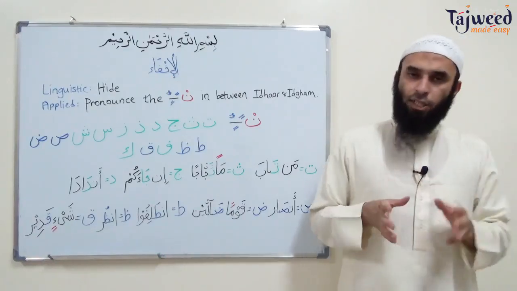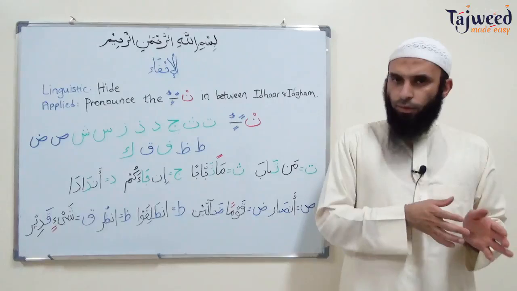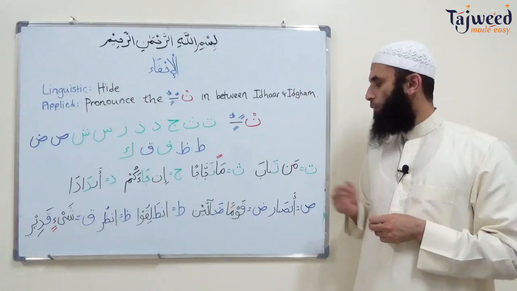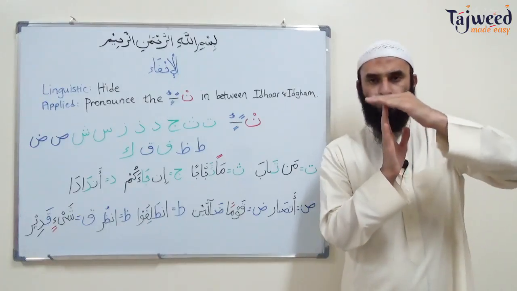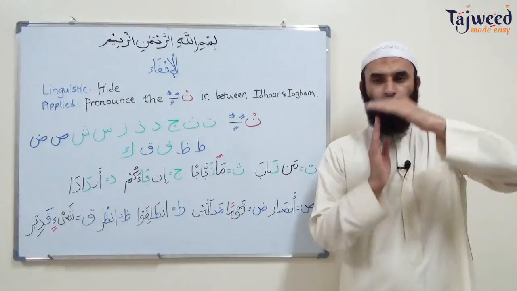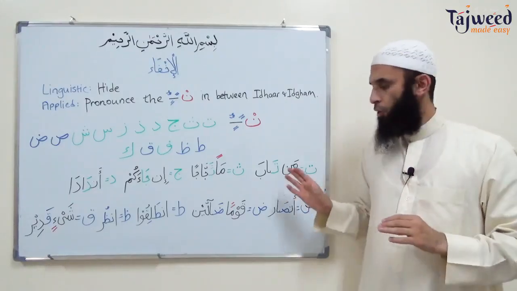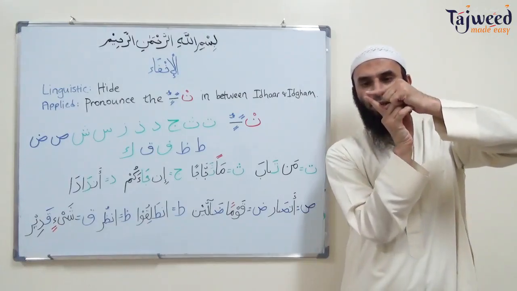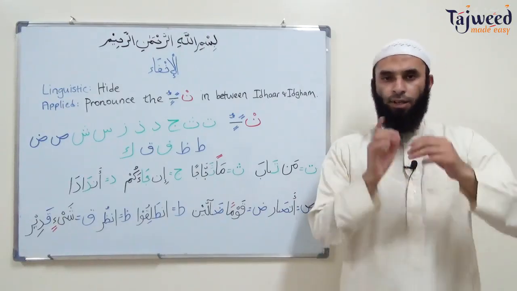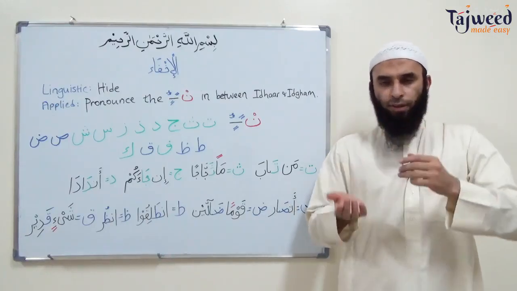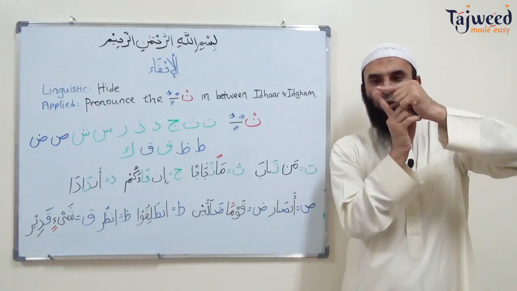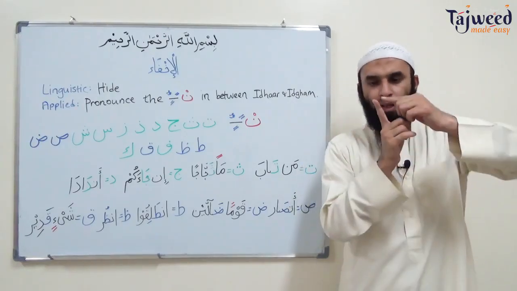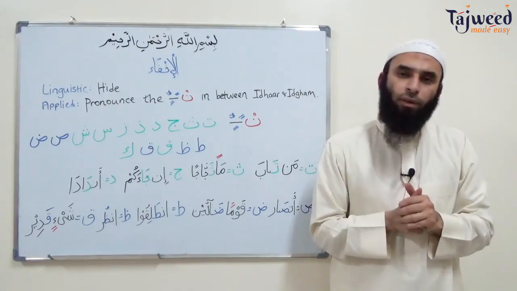So basically, this just means we hide the nun by pronouncing it in between idhar and idgham. When we say in between idhar and idgham, we mean we do not touch the nun. We do not touch the tip of the tongue to the roof of the mouth. We do not do that to make it idhar. So we just bring the tongue very, very close to the letter, and then say the letter without the ghunna. The nun will be forgotten, and the tongue will come very close to the articulation point. Ghunna will be pronounced, and then left out. Then we're going to say the letter.